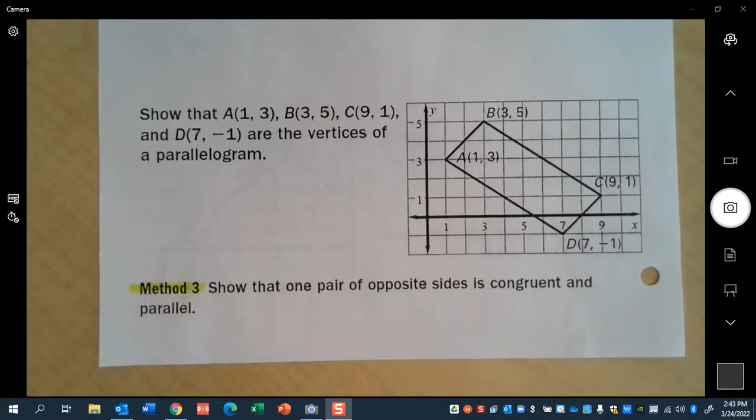So if you're sitting in a group of 3, each one takes a different method. And what I want you to do is use distance and slope and our parallelogram theorems to prove that your figure, that quadrilateral, is a parallelogram.